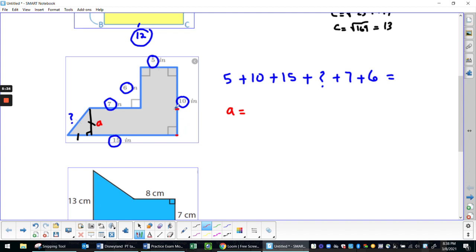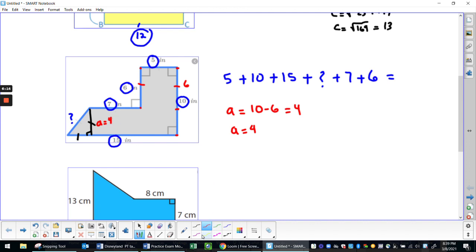Well, how do I figure out this length? I know the entire length from here to here is 10, and I know that this piece is 6, right? So what I do is take 6 and subtract it from 10. I get 4. So A is equal to 4. That's how I get that, because I'm able to take from here to here, because this is also 6, right? And this whole piece is 10. So just subtract that from that and you get this piece. Okay, so this is going to equal 4.